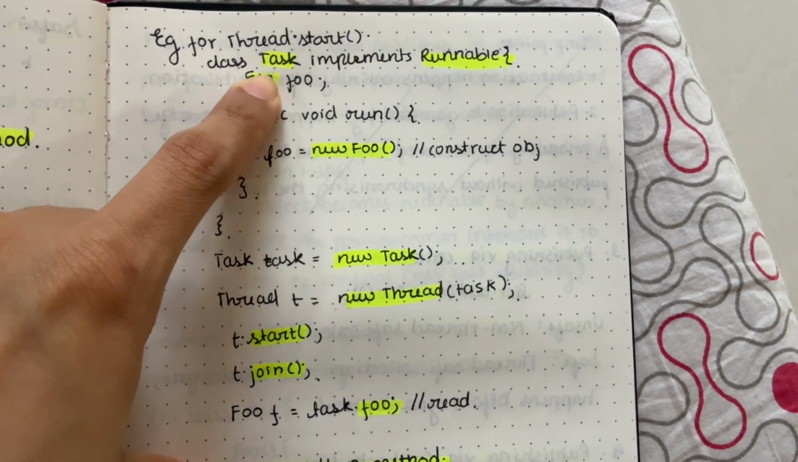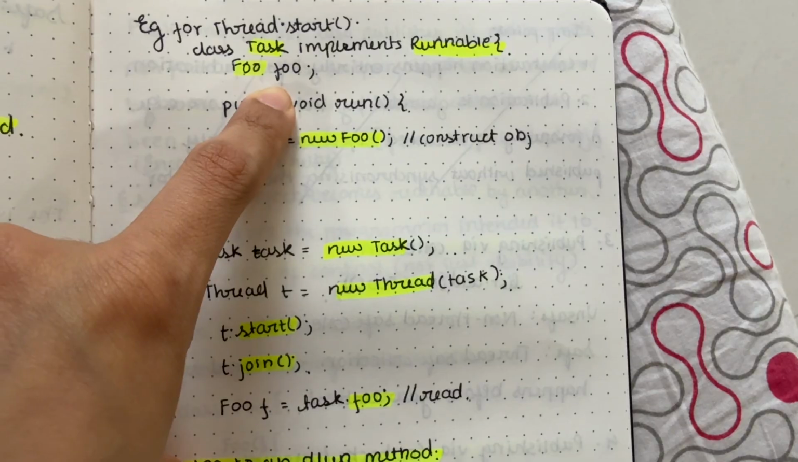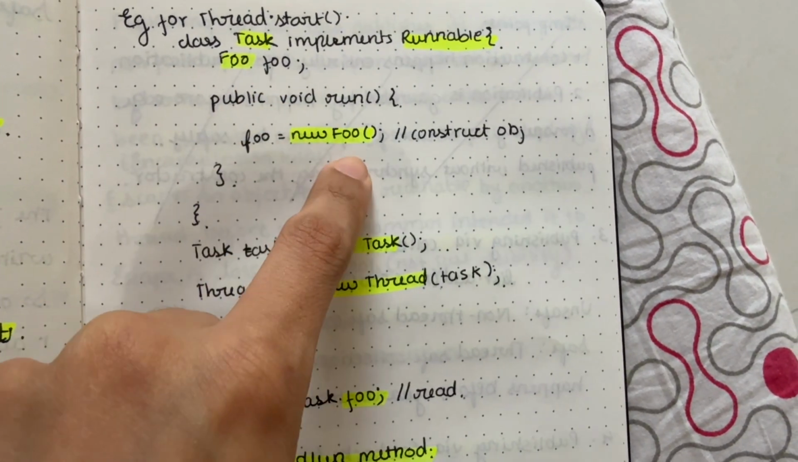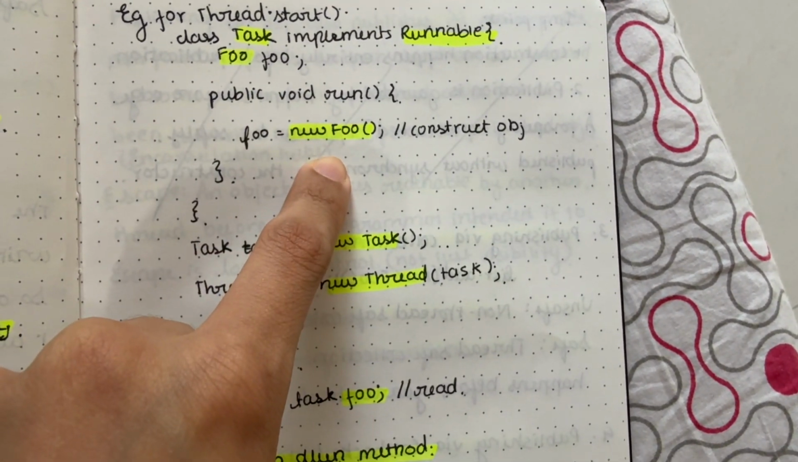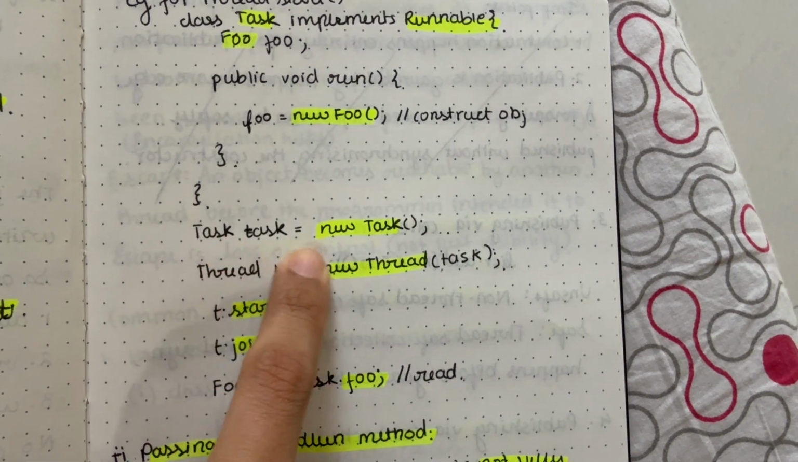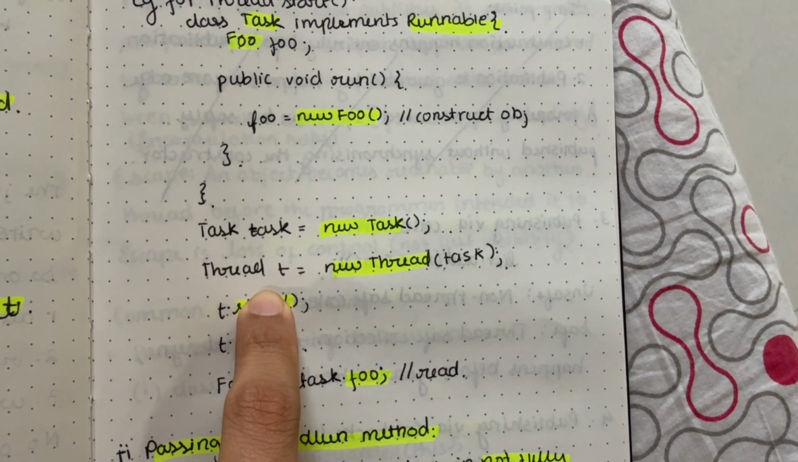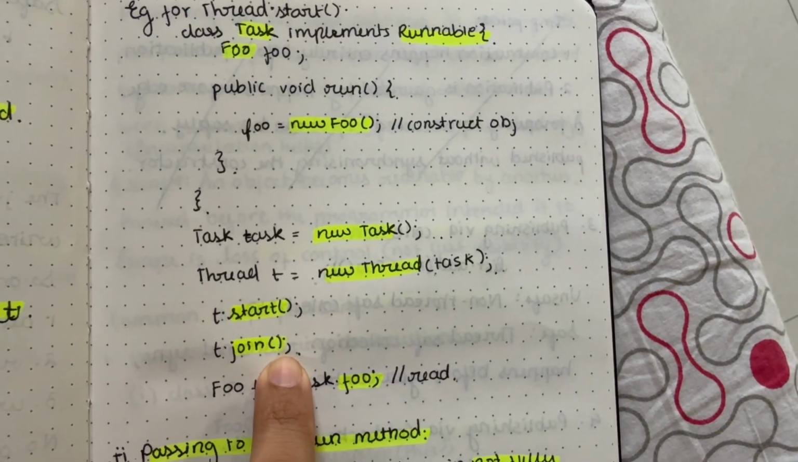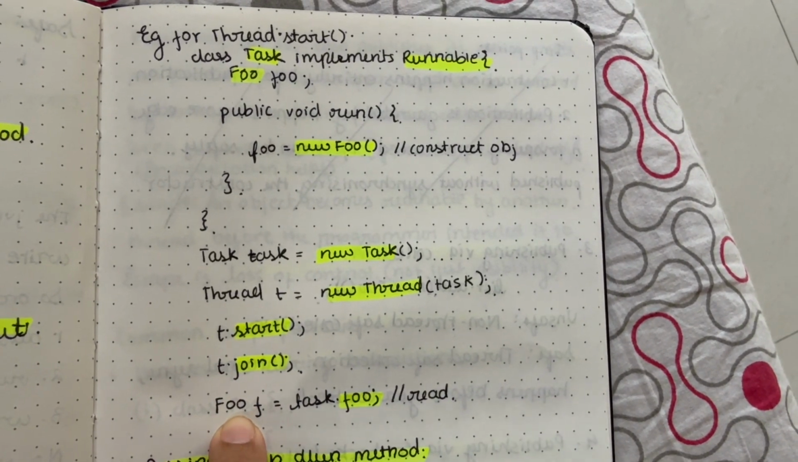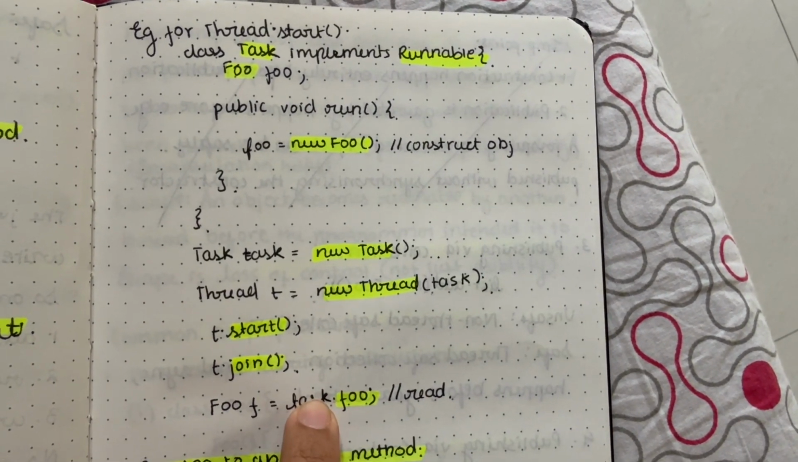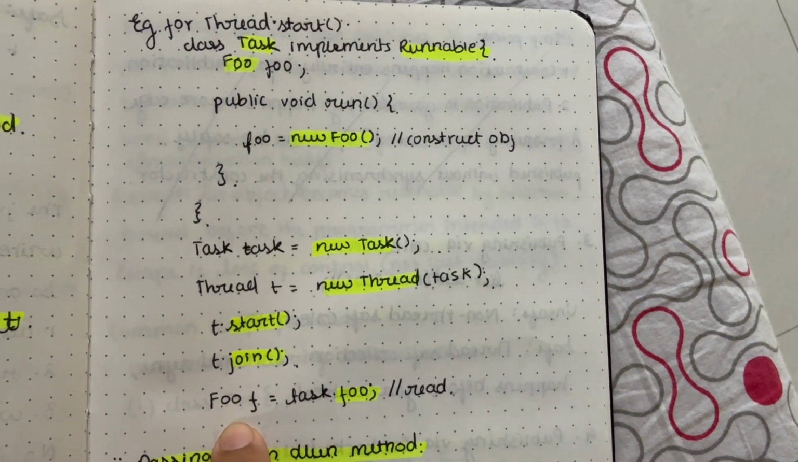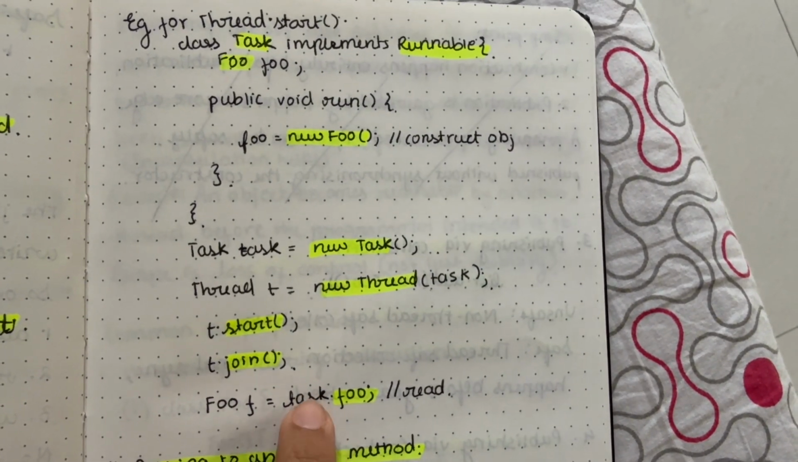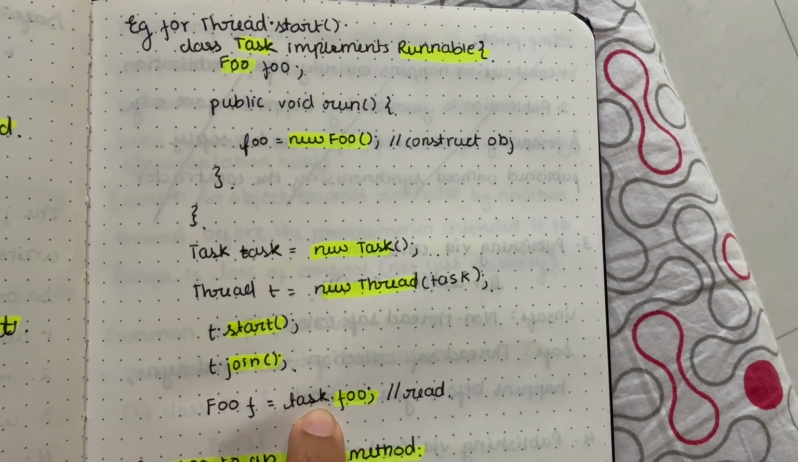Here I have a class task. In task I have a foo variable which I am initializing in the run method. Later I am making a task object which I am passing to thread and then calling thread.start and thread.join. Later I am fetching the foo object from the task variable. Now at this stage I am guaranteed to get a complete object from the task object.